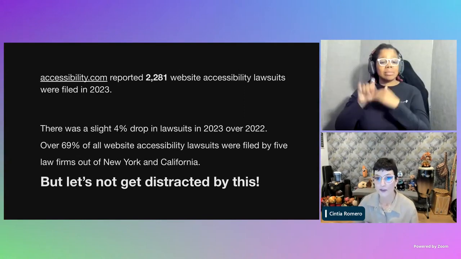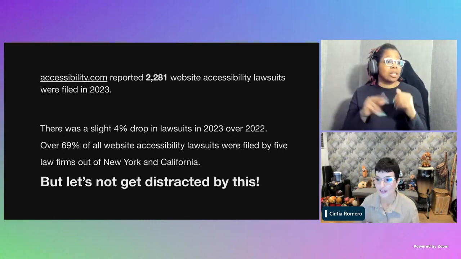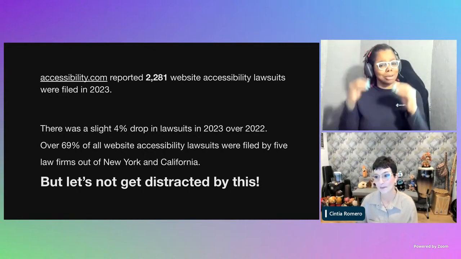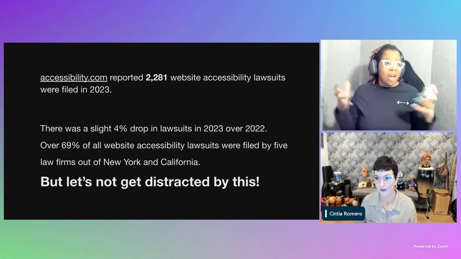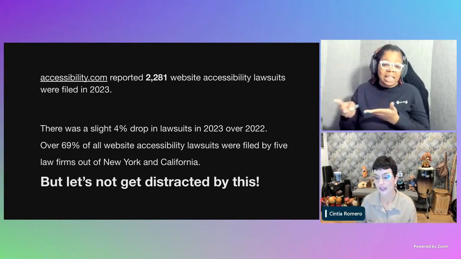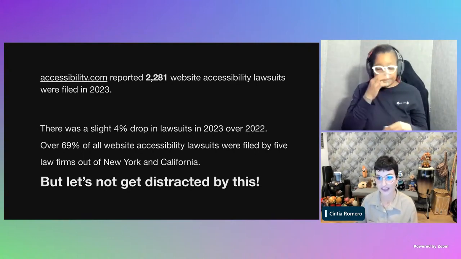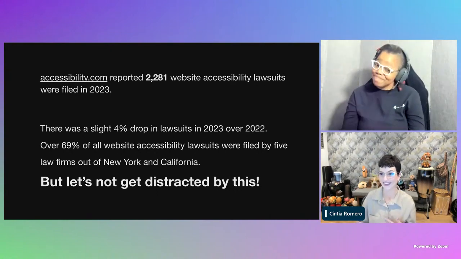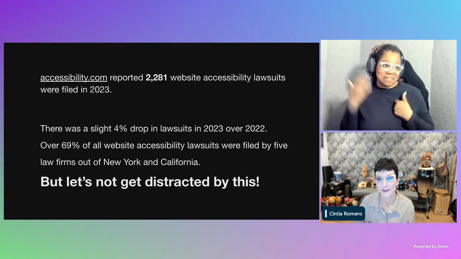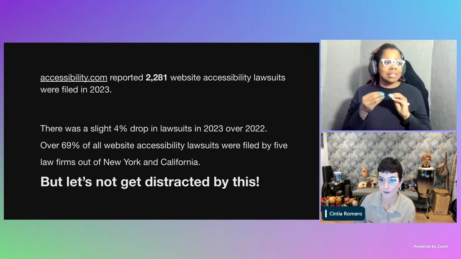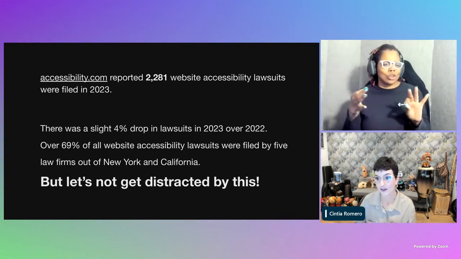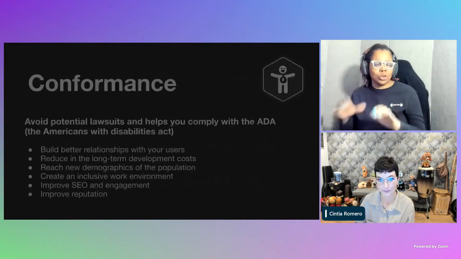Accessibility.com reported over 2,000 website lawsuits in 2023. I was impressed. I was expecting more, to be honest, but it's still a lot if you think about the amount of people failing and being sued regarding digital accessibility. And guess what? 69% of them came out of New York and California, where I am right now. I'm located in California. The numbers had a 4% drop compared with 2022. But let's not get distracted by this. We still have a lot to do, and we can do much better.